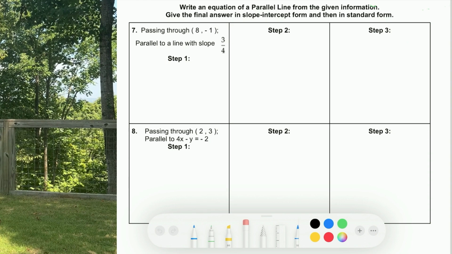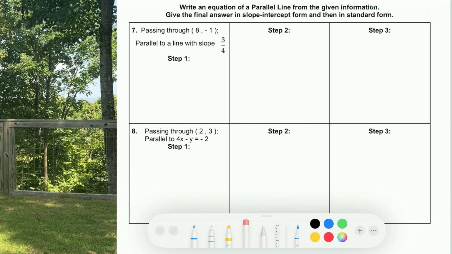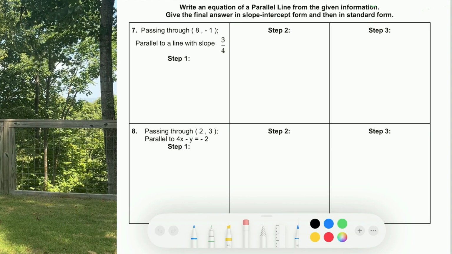Now we're going to look at how to write an equation of a parallel line from the given information. Give the final answer in slope-intercept form and then in standard form. So we're going to go through the same process, but we're actually going to find a second line. The first thing I notice is that in number 7, they actually give us the slope to start with. So we don't actually have to find it in this particular problem. So that was awfully nice of them. Our slope is 3/4.